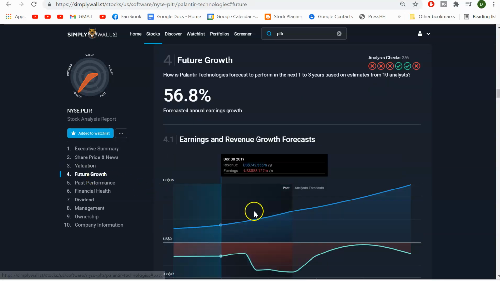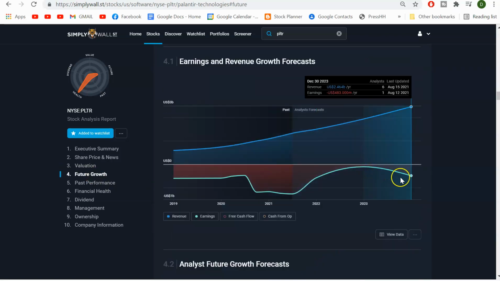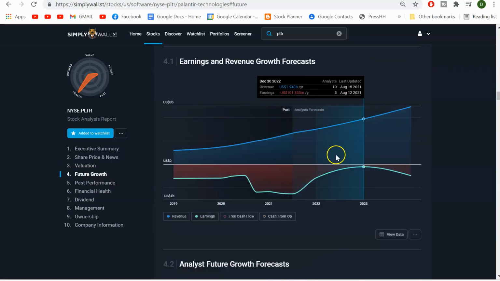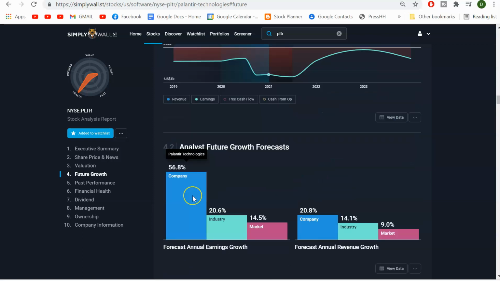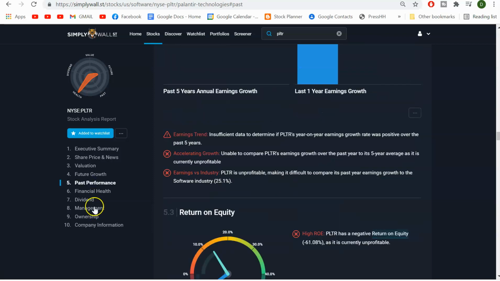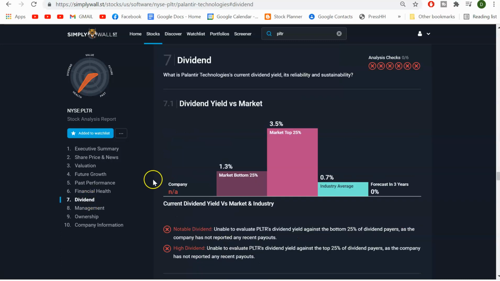What's this about the future growth? That's going in the wrong direction. That's your earnings. Revenue is growing, but the earnings is not. There's the company, and this looks good. Past, this don't look good. And of course, I don't think it pays a dividend. Okay, back to the chart.